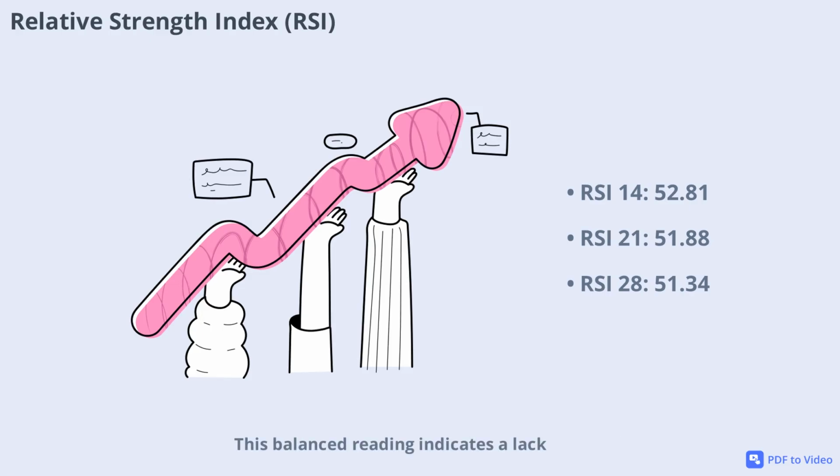This balanced reading indicates a lack of strong momentum in either direction, and traders may look for a move above 70 or below 30 for clearer signals.